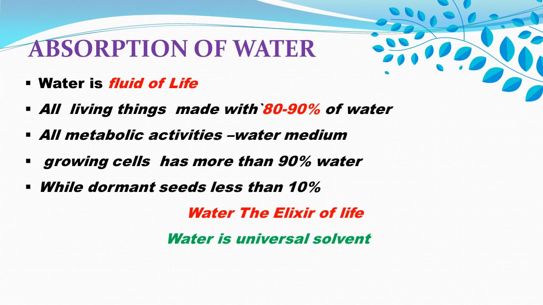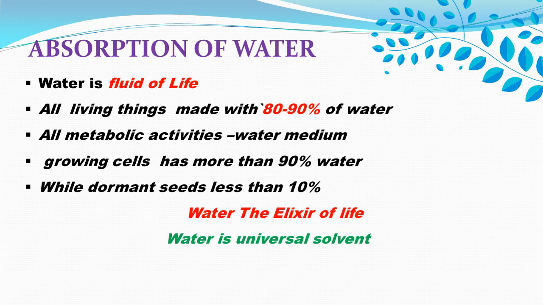The growing cells are made up of 90% or more water. On the contrary, in dormant seeds and buds, the water content may be less than 10%. The presence of water is a must for sustaining life, and hence water is called the elixir of life. Why? Because it helps with survival forever.